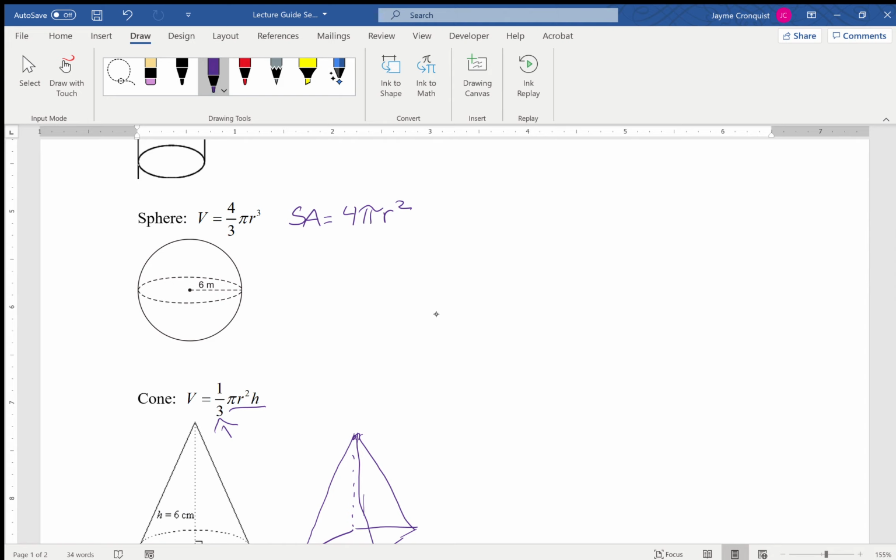Sphere, we have a radius of 6, so we have 4/3 pi times 6 cubed. Sorry, I was having trouble with that. Pi, so 3.14 times 4/3, so times 4 divide 3. 904.32 cubic meters, because that's a 6-meter radius. Cubic meters.